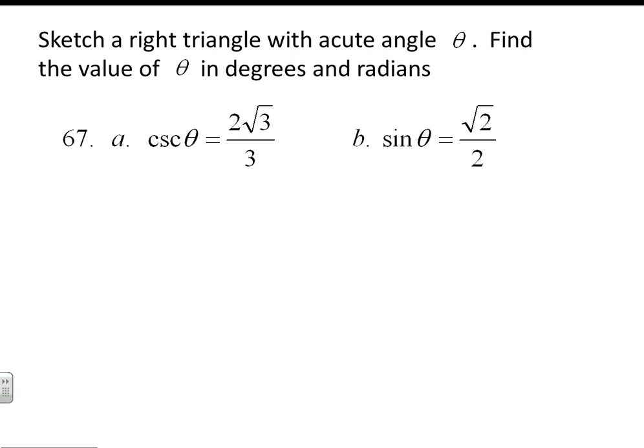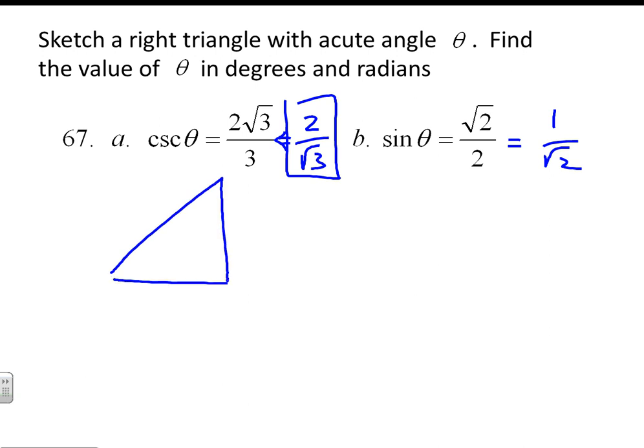One more here we're going to take a look at. Sketch a right triangle with acute angle theta, and find the value of theta in degrees and radians. This is rationalized. If I was to multiply top and bottom by root 3 on root 3, this would end up reducing to be 2 on root 3. You might see it going backwards. This is rationalized. This could be 1 on root 2. I like working with right triangles with those values. There's a good chance they're familiar triangles to us. Okay, I'm not going to try to draw this to scale. You may if you want.